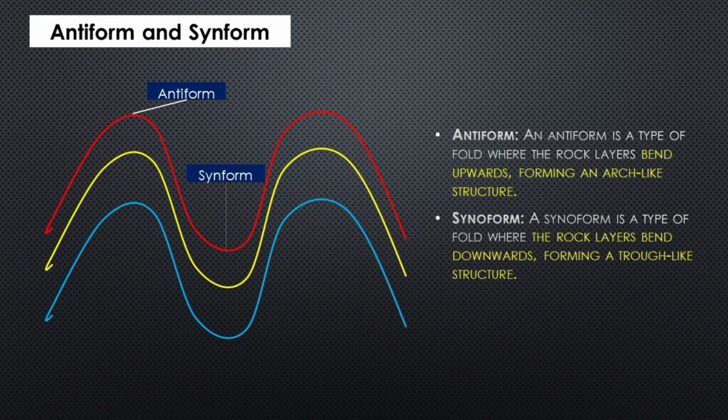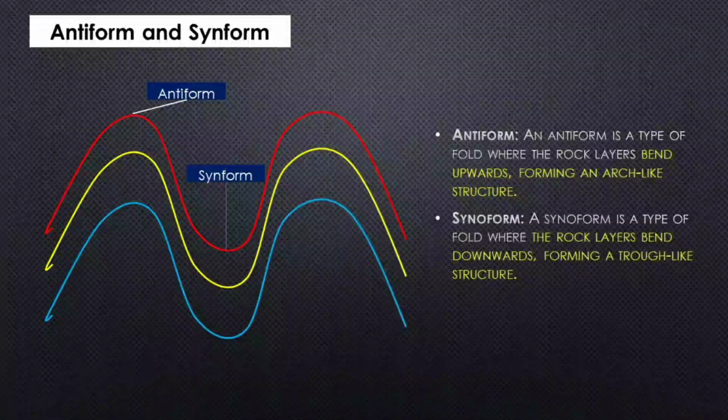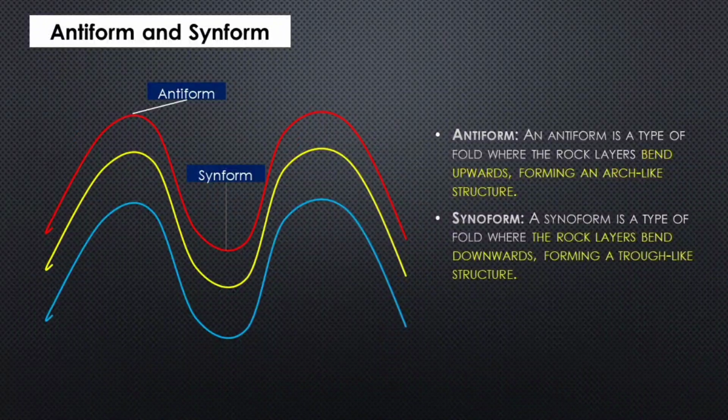Antiform and synform. The antiform is a type of fold where the rock layers bend upwards, forming an arch-like structure. And the synform is a type of fold where the rock layers bend downwards, forming a trough-like structure. In the red color, we can visibly see that that portion is the antiform and the trough portion is the synform. And both antiform and synform are topographic features.